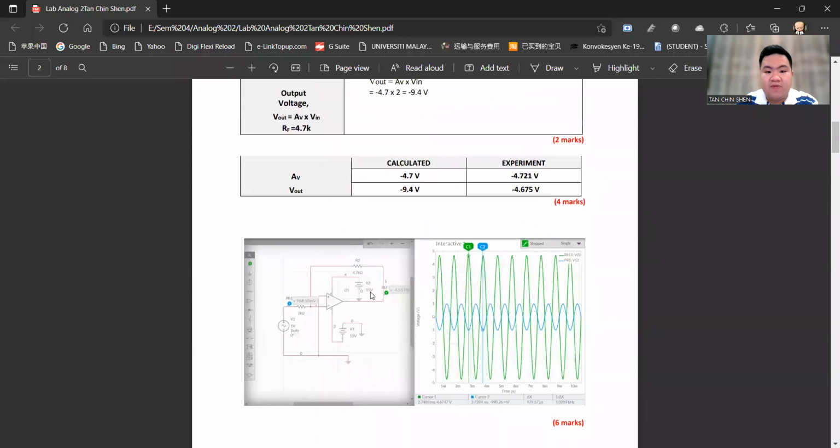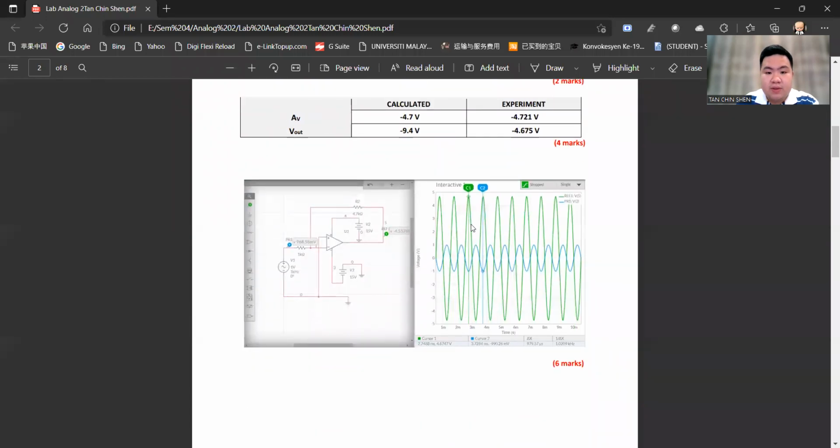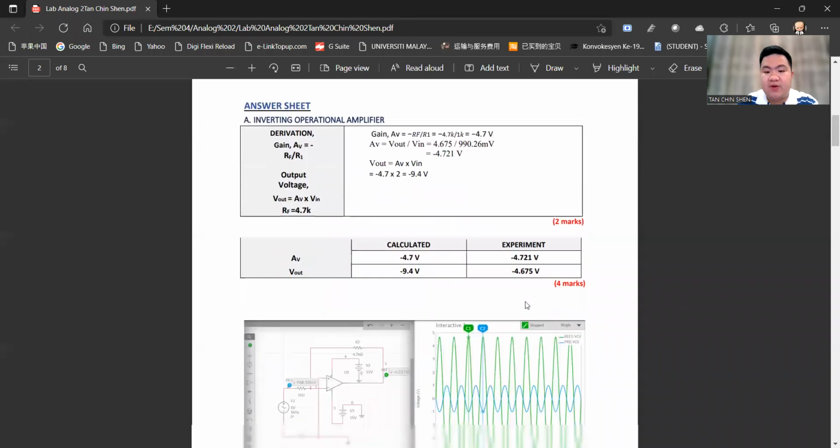Here for the first one, 4.7K, this is my output waveform. Then this is my circuit, and this is the sample calculation part for gain AV, then output voltage. Then this is the table recording the calculated value and the experimental value.